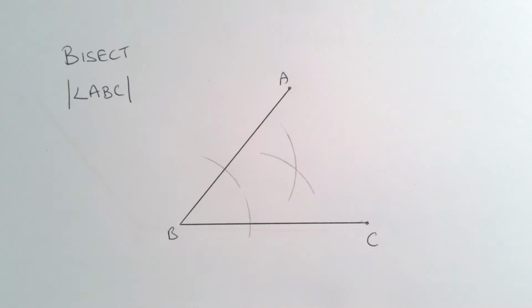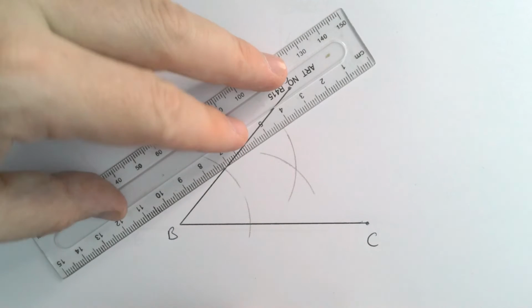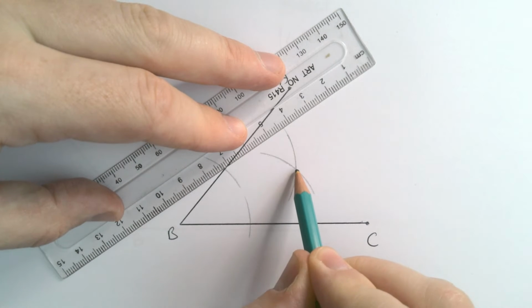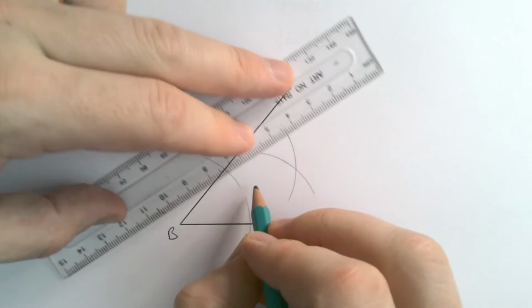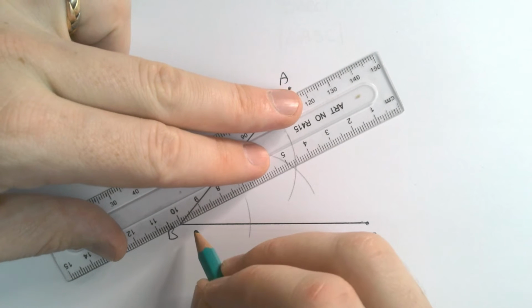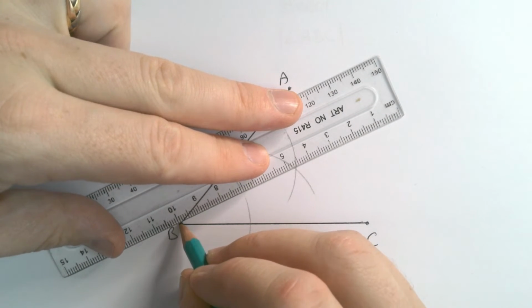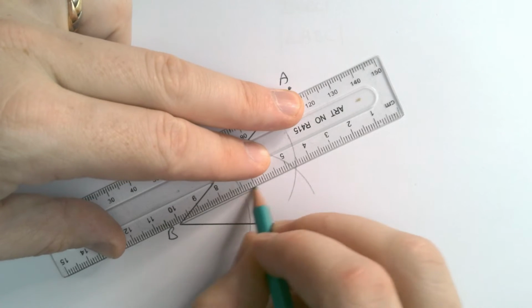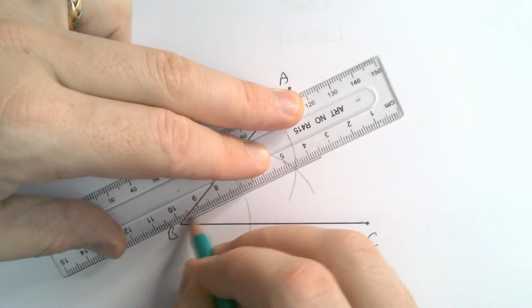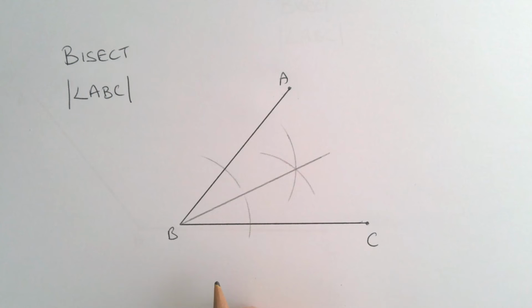Perfect. Now we're almost done. Last stage of this is just to get your ruler and to connect from B to the center of where these two meet. So what's really important here is to make sure that you're including the point B, and draw a nice clear line. There we go. I think that's all right. And there you've done it. You've bisected the angle. Now bisect means cut in half.